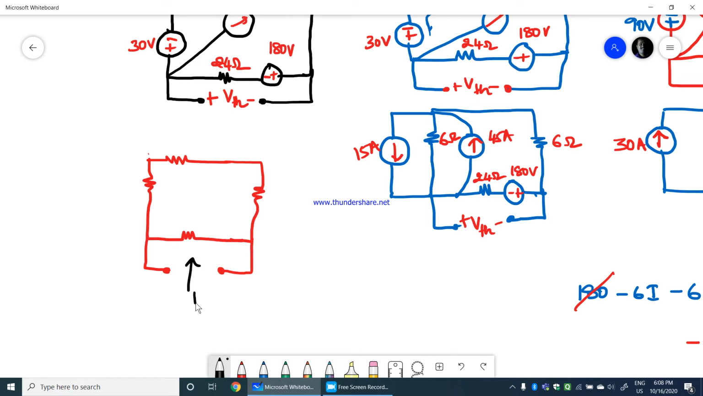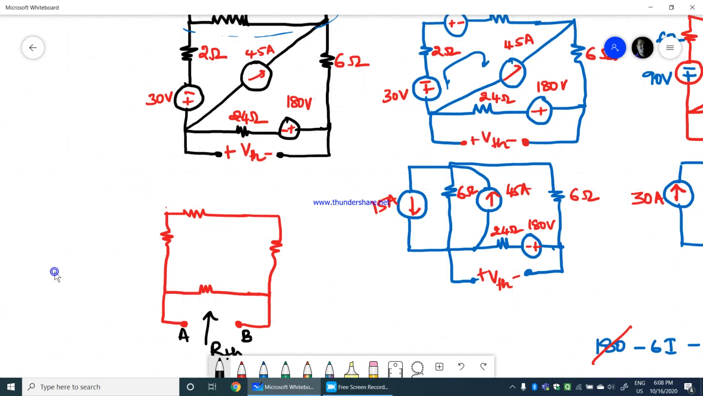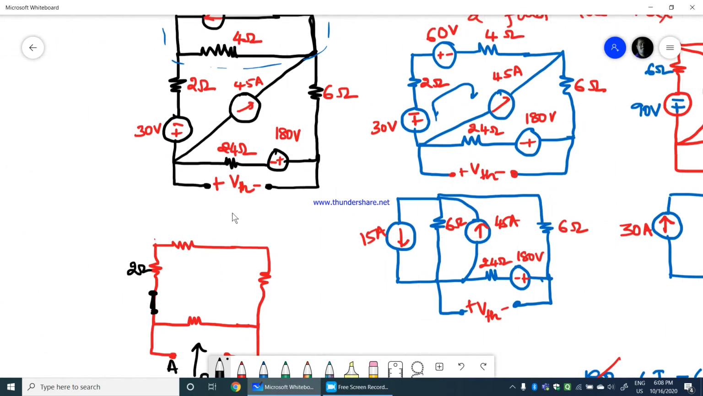so this is where you look into and find out what RTH is. So here, let me tell you, 2 ohms. So this is short because there was a voltage source, so this is short. Then we have 4 ohms, 6 ohms. So this is again short. We have 180 volts which is short, 24 ohms. Then we have a current source here which should be open, whereas we have another current source here which should be open.